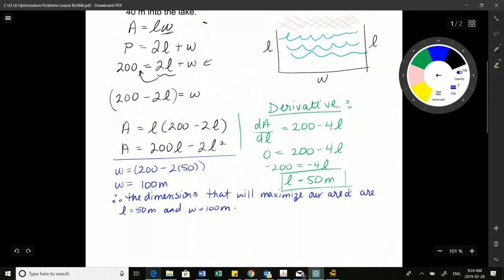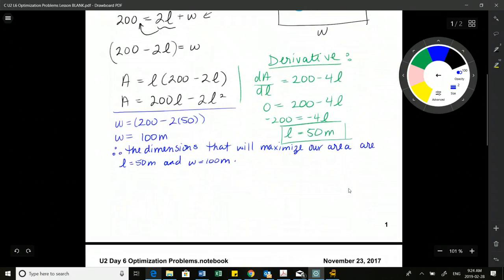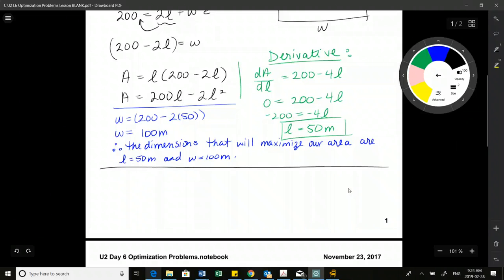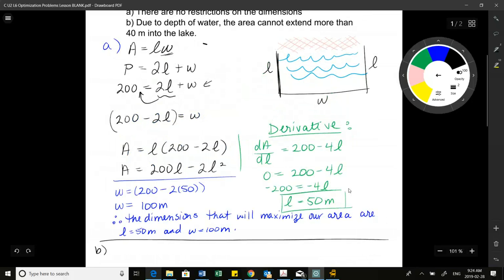Okay, there's also a second part to this question, so that was part A. Part B, hopefully I have enough space here. Part B asks us to determine if the area cannot extend more than 40 meters into the lake. So the maximum that we found, or sorry, not the area, but the length that we put as our variable here, this length right here, can't be more than 40 meters. So we just found that the optimal length is 50 meters, but we actually can't have more than 40 meters.